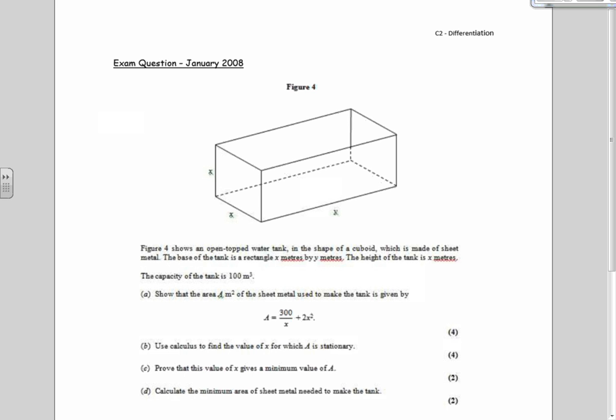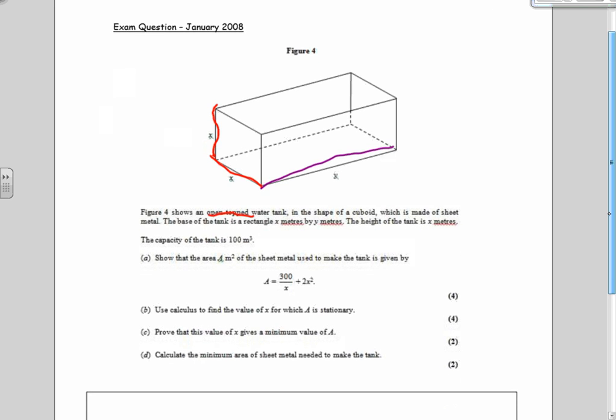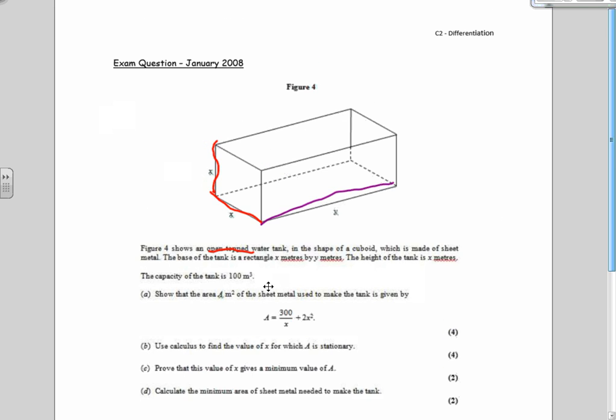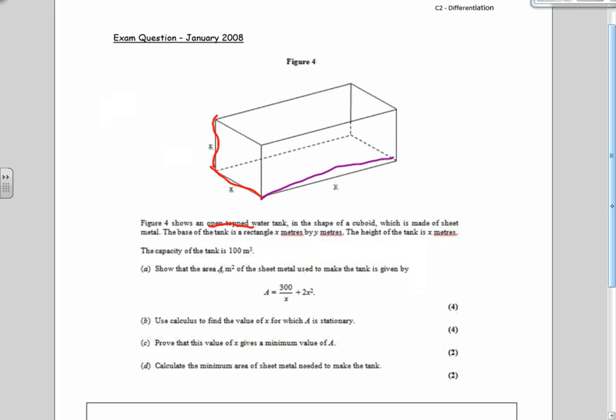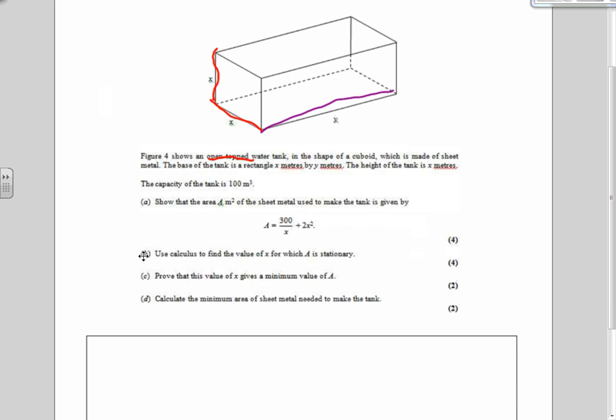C2, Differentiation, past paper question, January 2008. So here we are given a diagram of an open-topped water tank in the shape of a cuboid, which is made of sheets of metal. So we've got lengths of x here and here, and we have a length of y here. We're told that the capacity of the tank is 100 meters cubed. So capacity, that tells us the volume.